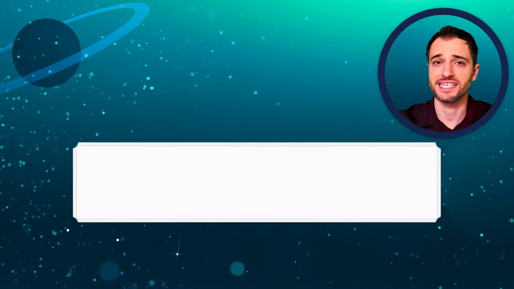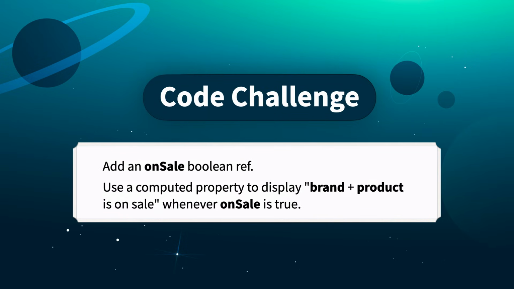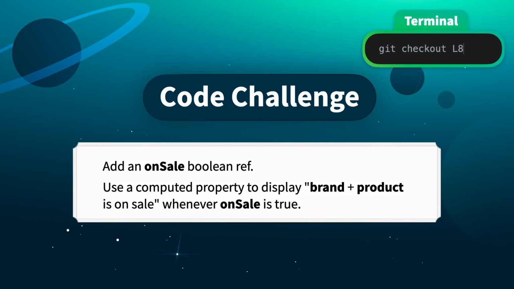And with that, we've come to the end of the lesson and to our coding challenge. Add an onSale Boolean ref, then use a computed property to display the string brand plus product is on sale, whenever onSale is true. To access the ending code, you can check out L8-end.